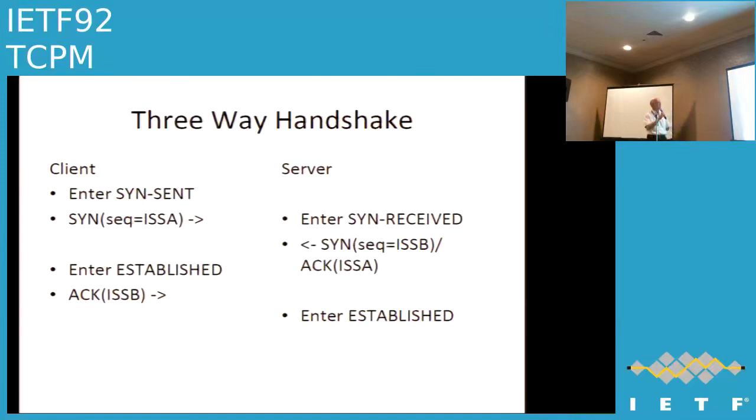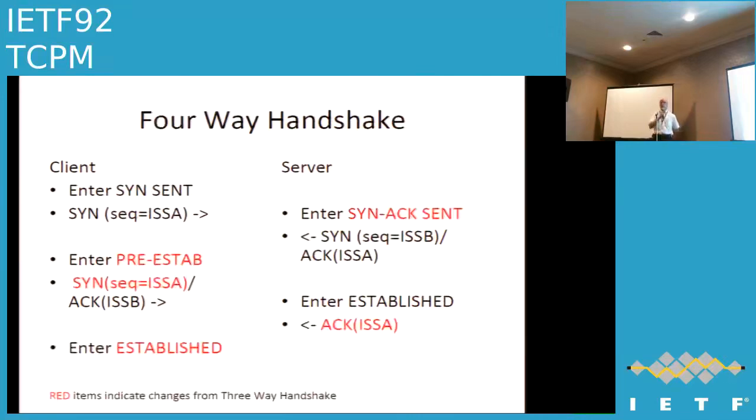Everybody understands that. So if we go on to the next slide, this is the proposal for the four-way handshake, for how the negotiation works. The things that are in red are what changes. So when the server receives the initial SYN, that packet will contain an indication that the client understands how to do the extended four-way handshake. At that point, the server will send back a SYN ACK. It'll be the same SYN ACK packet, except it also has the four-way information in it.